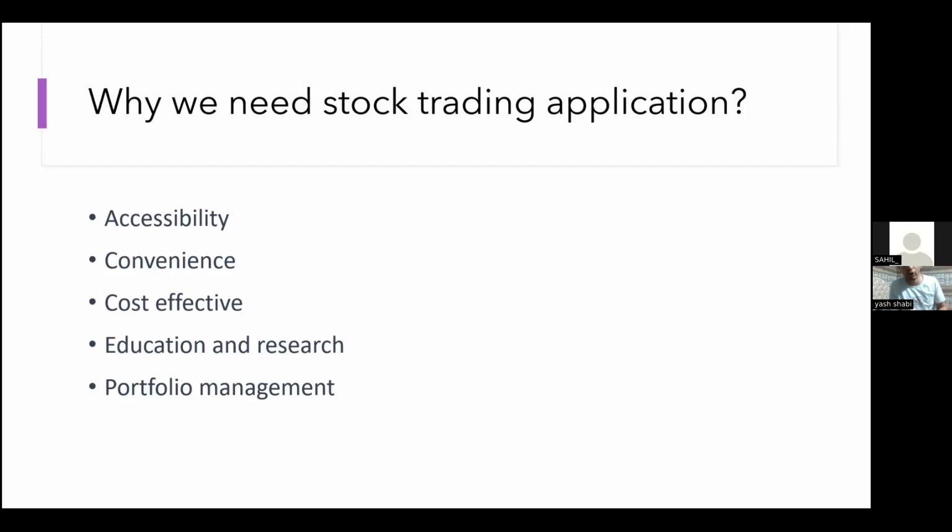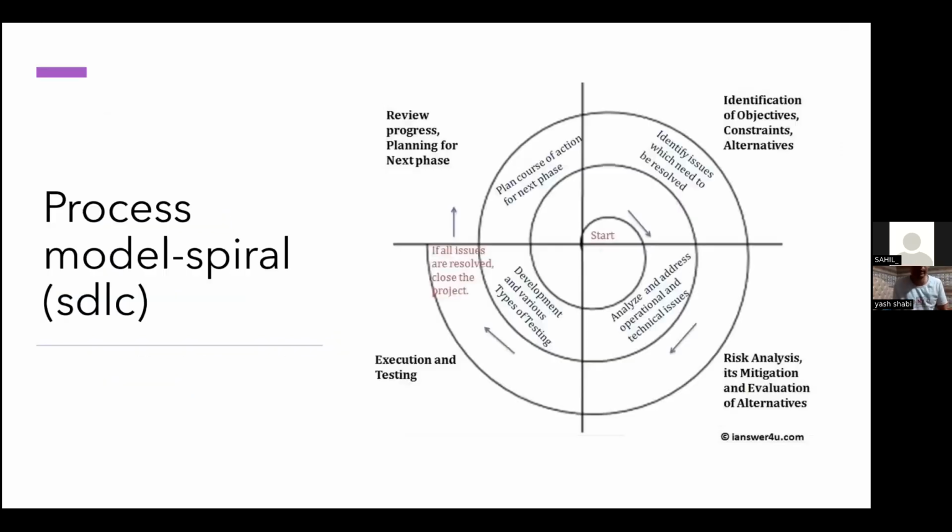Like the third is cost effectiveness. This is very important when the users see the app in terms of cost. Like if the user is getting a low cost app, then he will definitely move towards it. Then the fourth is research, and the fifth is portfolio management. Like in this, how we are going to manage everything, like the user profile, user data, the stock, how it will look like, all the details we will see.